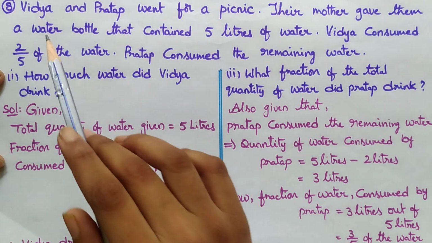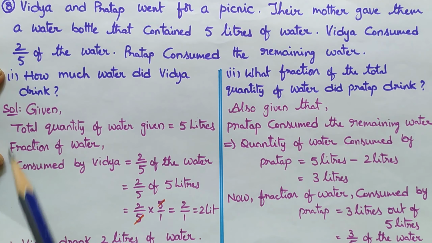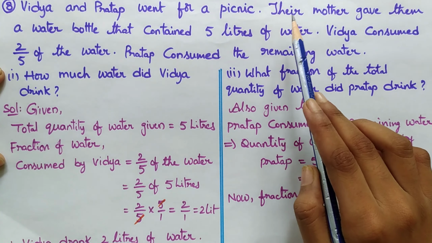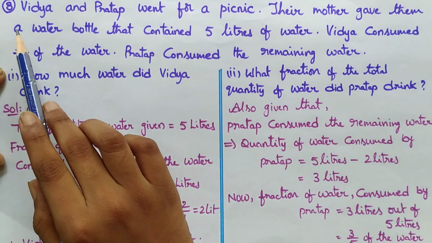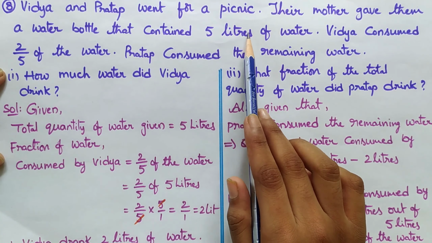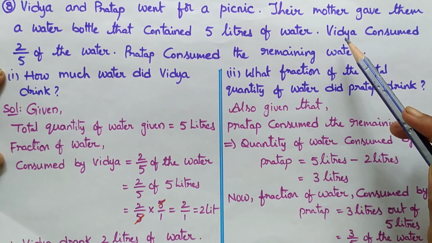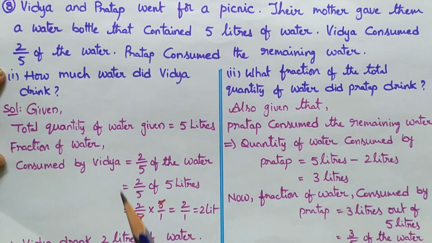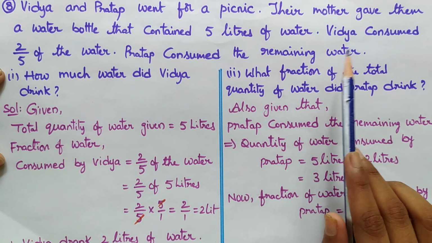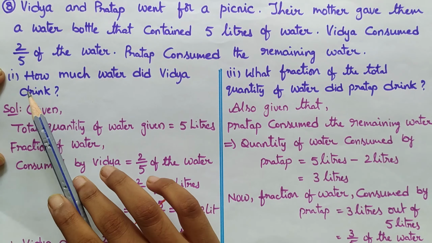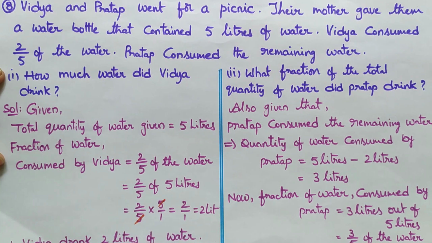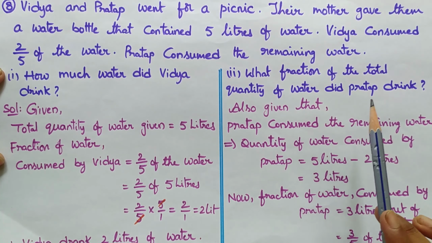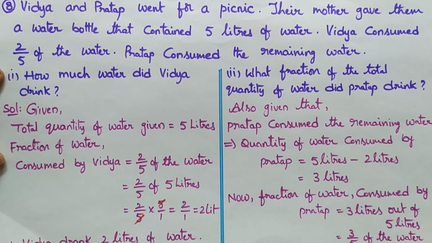Okay friends, now let us see question number 8. Vidya and Pratap went for a picnic. Their mother gave them a water bottle that contained 5 liters of water. Vidya consumed 2 by 5 of the water. Pratap consumed the remaining water. How much water did Vidya drink? What fraction of the total quantity of water did Pratap drink?